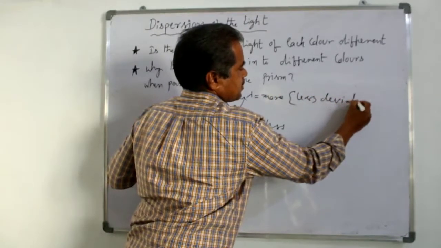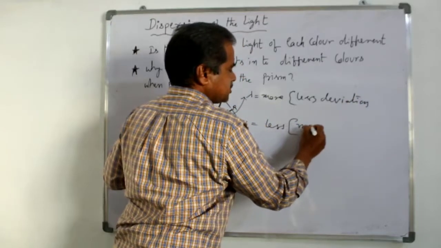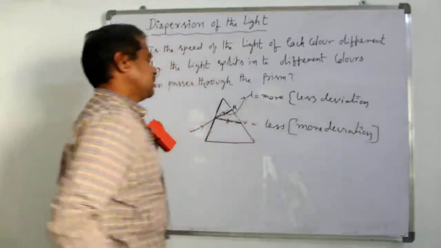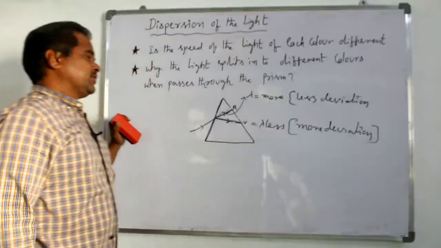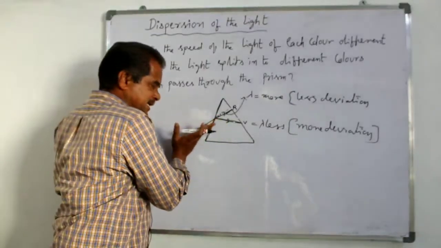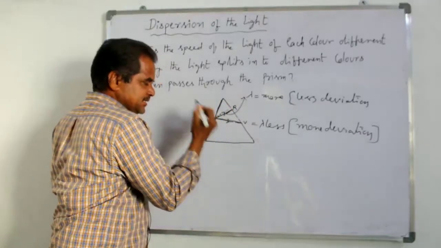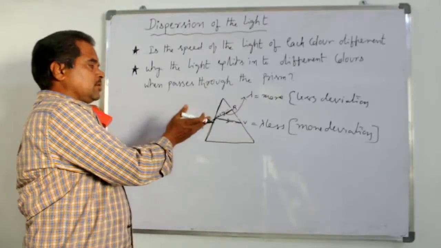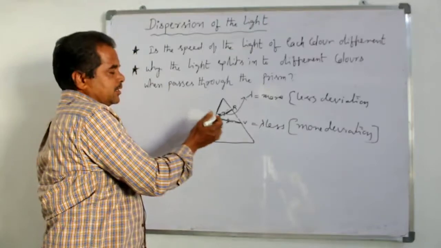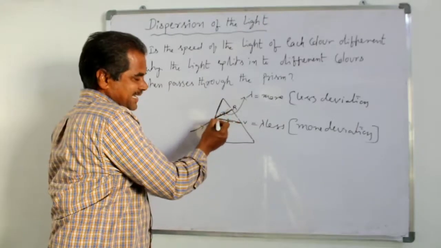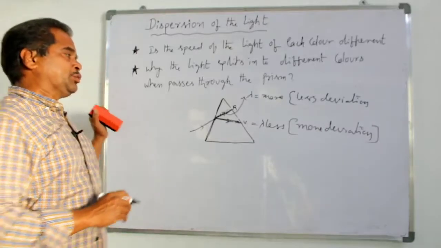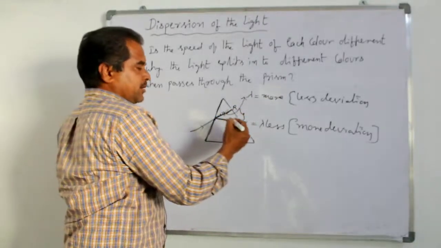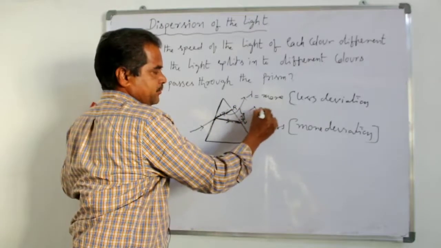Red color gets less deviation because it has higher wavelength. Violet color gets more deviation because it has less wavelength. On this principle, any white colored ray incident on one lateral surface of the prism gets a refraction, and since white color is a mixture of all colors, each color gets different deviations due to their wavelengths. Here, the series of these seven colors is called VIBGYOR or spectrum.